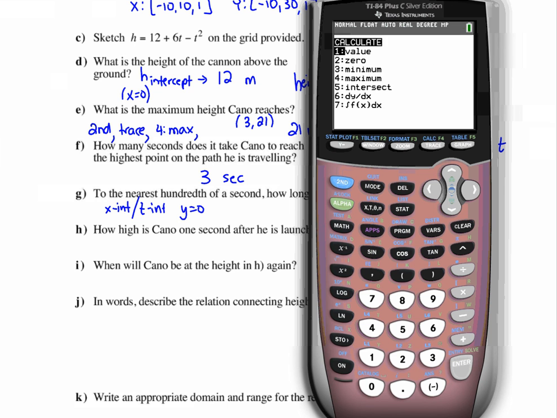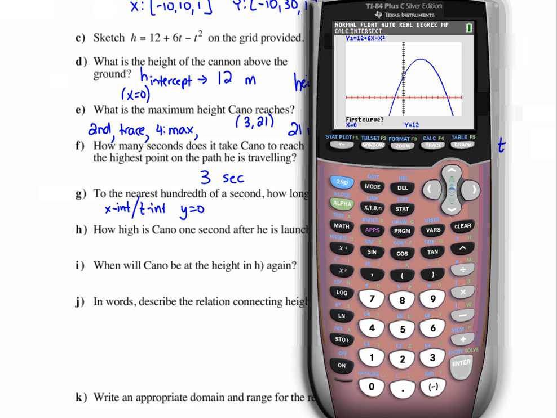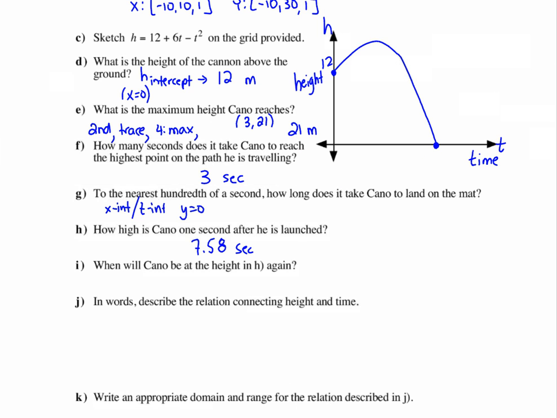Second trace, number 5. You have to make sure to scroll so you're closer to the positive one. Otherwise, it'll automatically find the negative one. And then we push enter 3 times. 1, 2, 3. When does it hit the ground? To the nearest hundredth, 7.58 seconds. So that's going to be important for our domain.